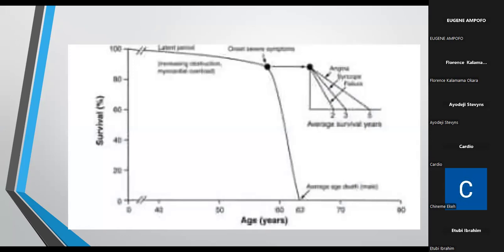Yes, the natural history of the AS, like I said, they have a longer latency period. And by the time symptoms ensue, they already are in severe form. Majorly, especially the bicuspid, like I said, they usually present in the 5th and 6th decade, though they can present earlier or even later.